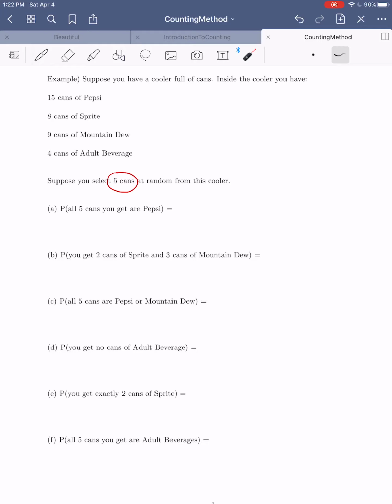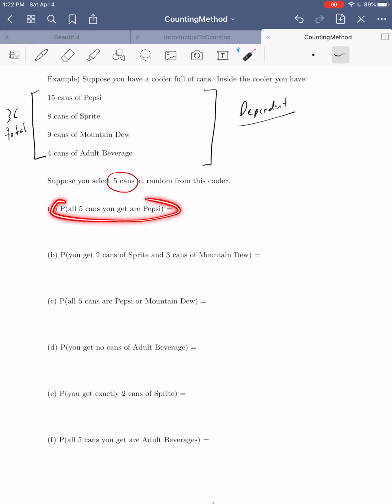Other thing we should take note of here is probably a good idea to just keep track of the total. If we add these things together, we can see that there's 15, 23, 32, 36 total, so that'll probably be important. And also keep in mind that all of this is dependent. How do I know that this is dependent? Well, that's because every time I select a can from this cooler, I change what remains in the cooler. If I take out a can of Pepsi, well, there would only be 14 cans of Pepsi left, and there would only be 35 total. So this is the definition of a dependent situation.